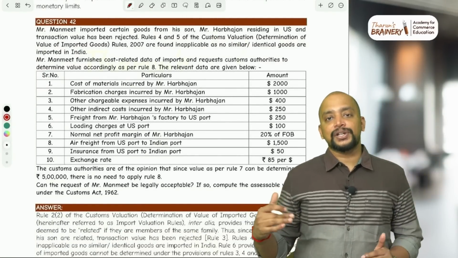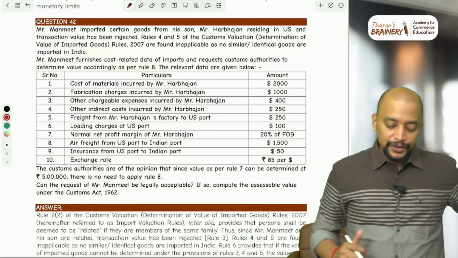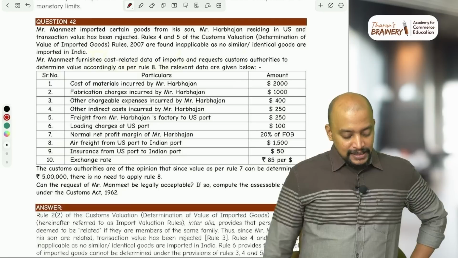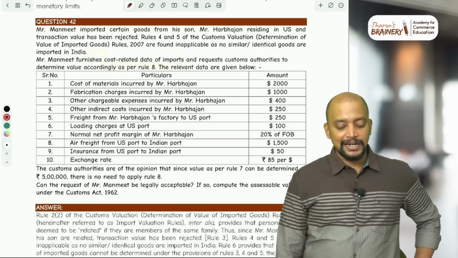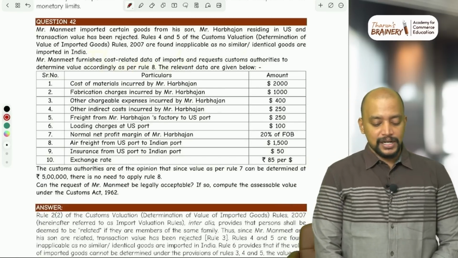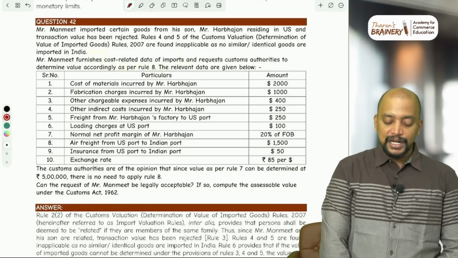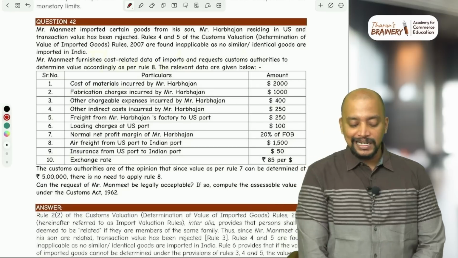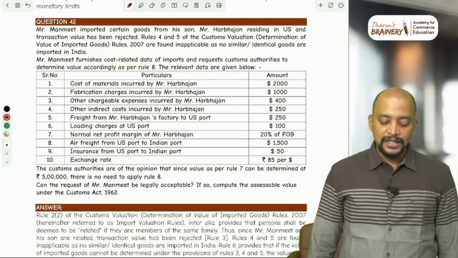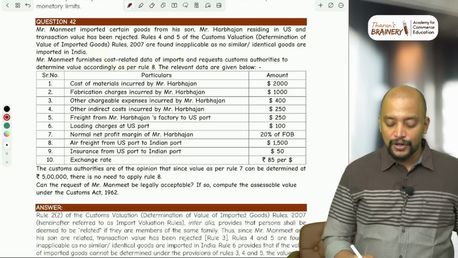So some 8 questions, 9 questions I gave it on customs, okay, and FTP. You can see this. And this question, Mr. Manmeet imported certain goods from his son, Mr. Harbhajan, residing in US, and the transaction value has been rejected. Rule 4 and 5 of customs valuation, determination of value of imported goods are found inapplicable as no similar or identical goods are imported. Manmeet furnishes cost data of imports and requests customs authorities to determine the value accordingly as per Rule 8.